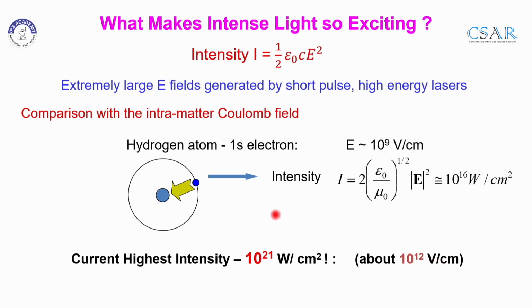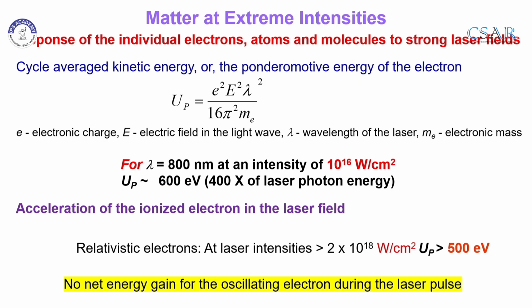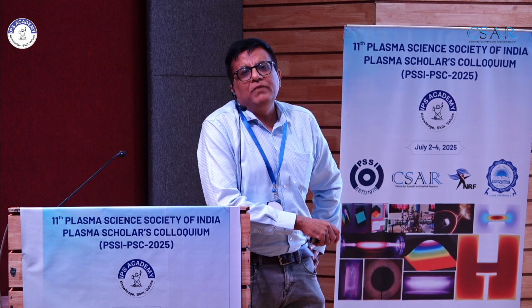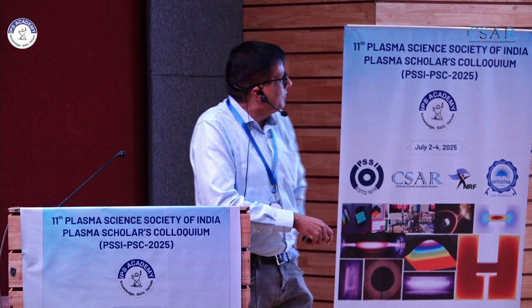So when an atom is placed in such intense laser irradiation, it just rips apart, it just ionizes. The interaction becomes so exciting, and besides this, the high energy electrons can also interact with the system. So before looking at the matter interaction at extreme intensity, let us see how an individual electron would behave when placed in such an electric field.